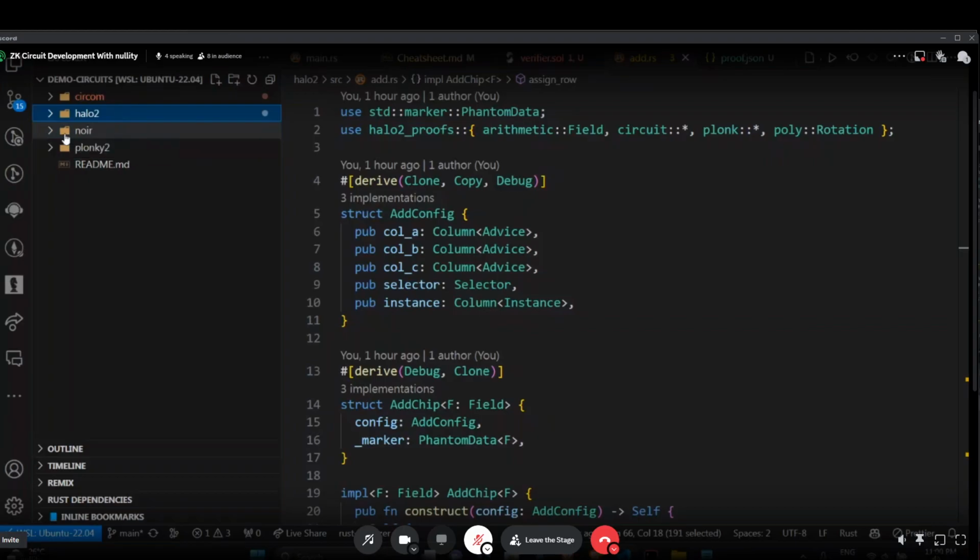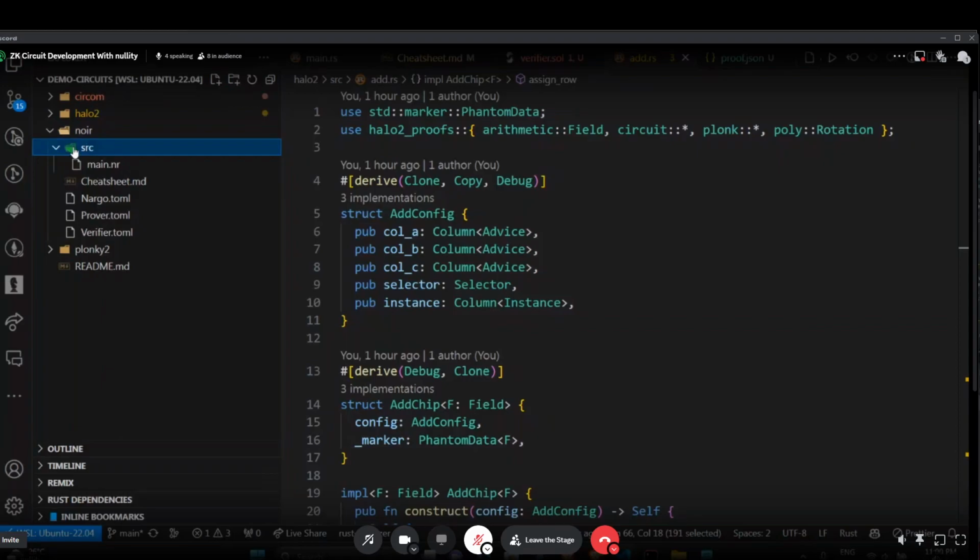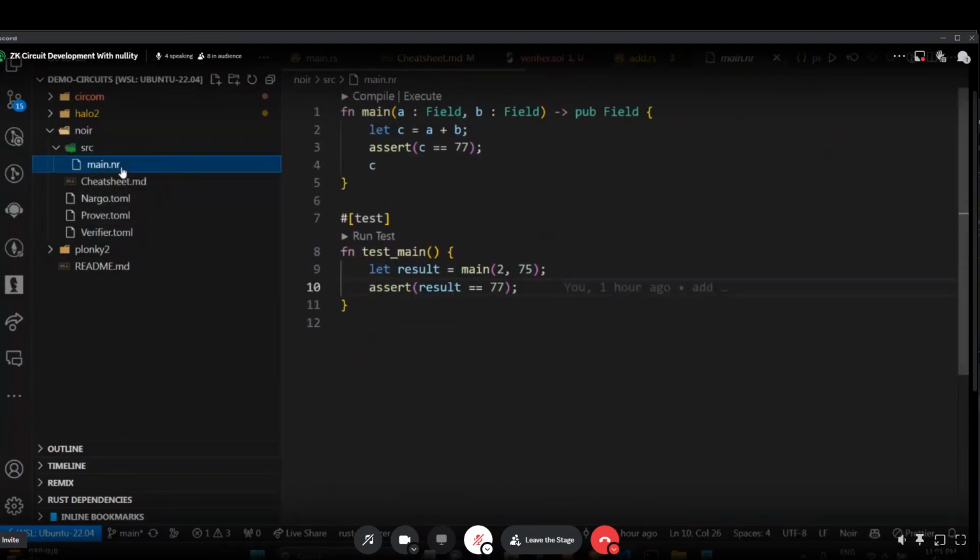The third one is Noir. Noir was developed by the Aztec team, and Noir is still under development. Out of all these, I would say this is the easiest language to start your circuit development journey. It's very much like Rust. It's very much like a normal program, or how you write a normal script.